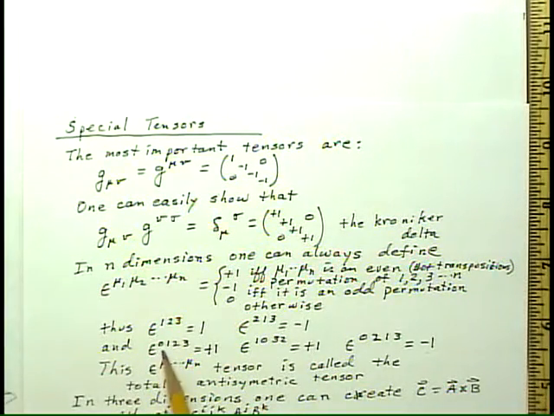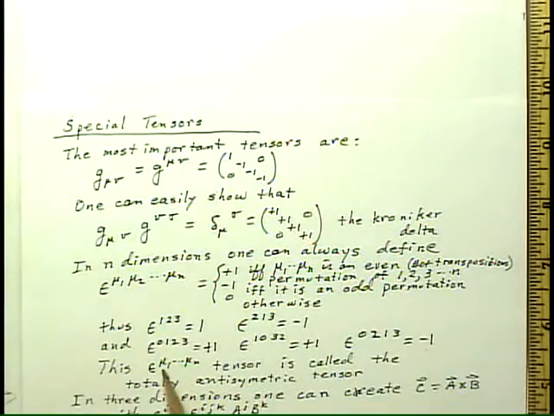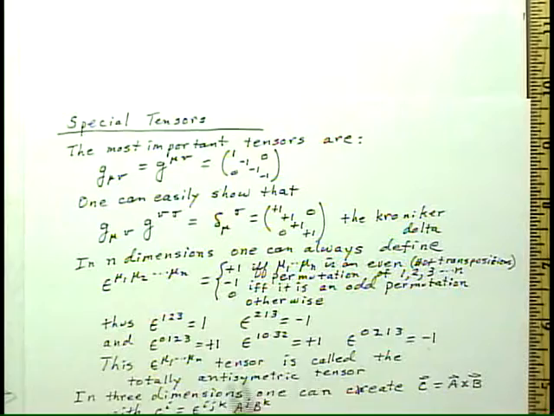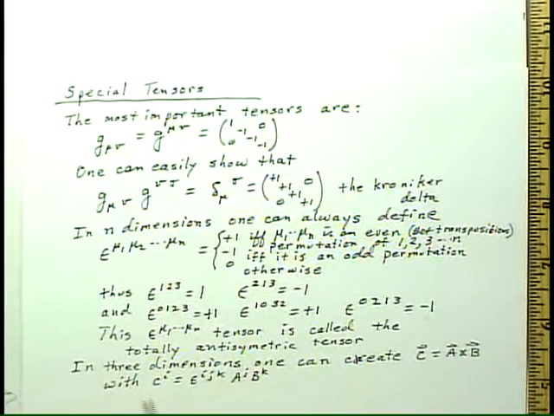Likewise, the tensor in 4 dimensions is epsilon 0, 1, 2, 3. We define it to be a plus 1. Therefore, if I interchange the first 2 and the second 2, I get a 1, 0 and a 3, 2, which gives me a plus 1. But if I interchange the 1 and the 2, which gives me 1 transposition, I get a minus 1. Again, this tensor, epsilon mu 1 to mu n, is called the totally antisymmetric tensor.